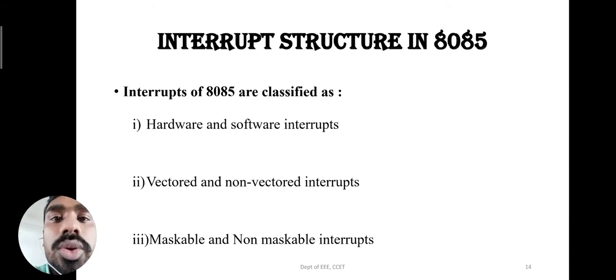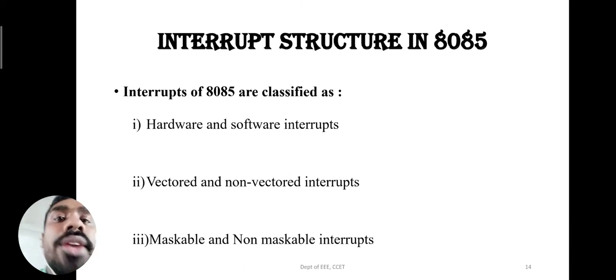Basically, hardware and software interrupts: the hardware interrupts are those interrupts which are available in the pin diagram of Intel 8085. Whereas the software interrupts are all those interrupts that are given in the instruction set, or those that are given as programs. They are termed as the software interrupts.